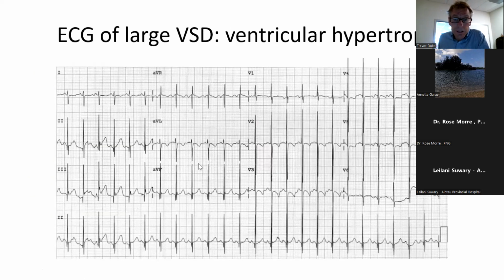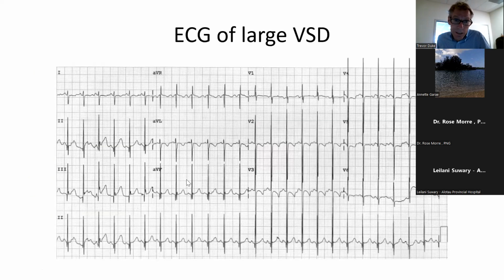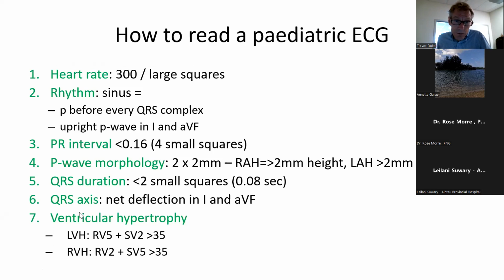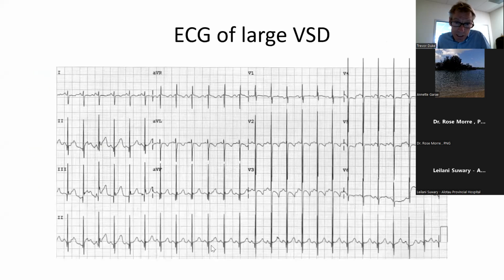Okay. And then finally, we should look at the QRS duration. We'll look at the QRS axis in a moment. The QRS duration should be less than 2 small squares, and it is quite narrow, isn't it? It's very narrow, the QRS duration.